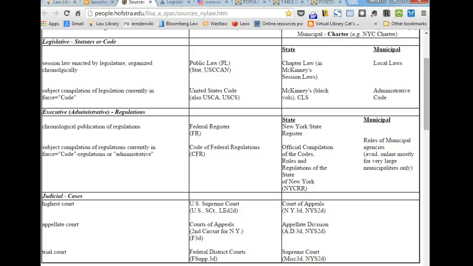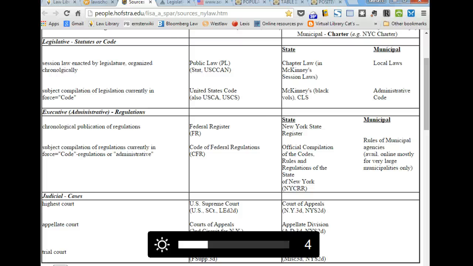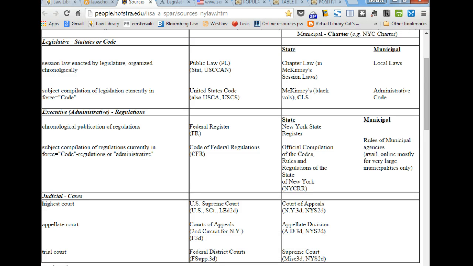I should mention McKinney's is published by West. There is another version of the New York Code called CLS, Consolidated Law Service, which is obviously what we will find not on Westlaw, but on Lexis, because CLS is published by Lexis. It does the same thing as the McKinney's black volume. And finally, well, not finally, but municipal code, I gave it away, darn it.